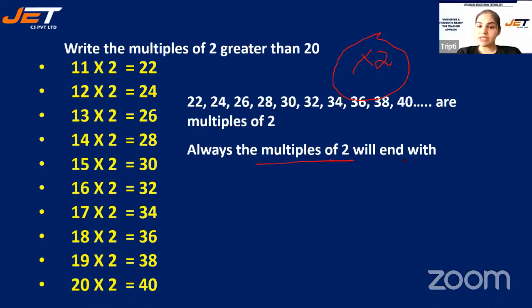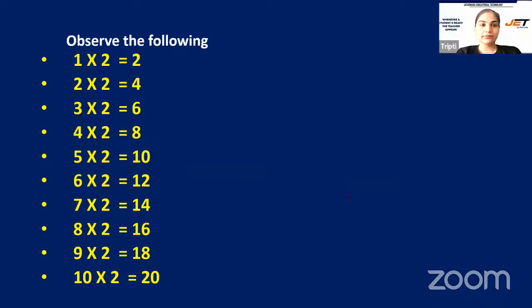Okay? And remember that the multiples of 2, whatever it is, will always end with even numbers. That is 2, 4, 6, 8, 0. A number ending with 2, 4, 6, 8, and 0 is an even number. Even numbers are the numbers that you can group into two, or you can make pairs. So the multiples of 2 always end with an even number: 2, 4, 6, 8, 0.